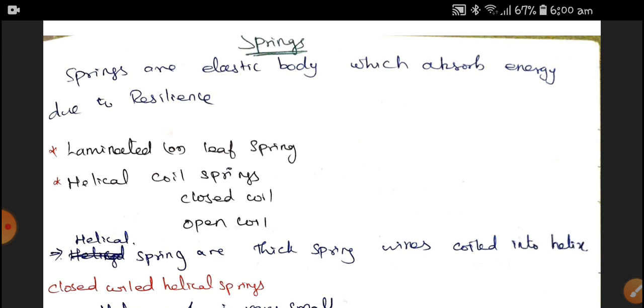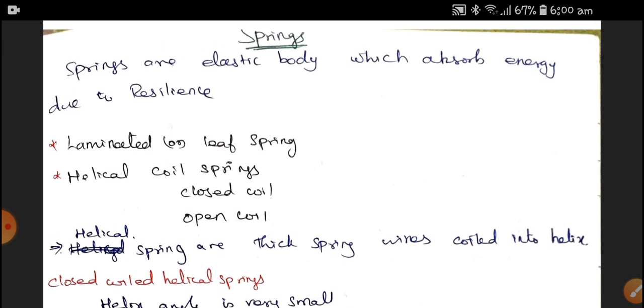For example, if we take a vehicle, we want to make our journey comfortable, so we need a good suspension for our vehicle. In suspension, what are all the things to be there? We can easily visualize that there is a spring and there is a shock absorber. A shock absorber is nothing but a damper. It is for damping purpose. And what is the purpose of a spring? It is used to absorb the strain energy, or energy due to resilience.